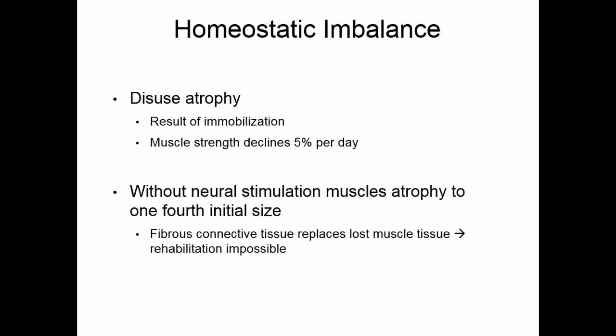Fibrous connective tissue will replace most of the lost muscle tissue, and when this happens, rehabilitation is impossible. There's just not enough muscle tissue to respond. Neural stimulation loss usually is the result of nerve damage, and this is one of the things that causes paralysis.